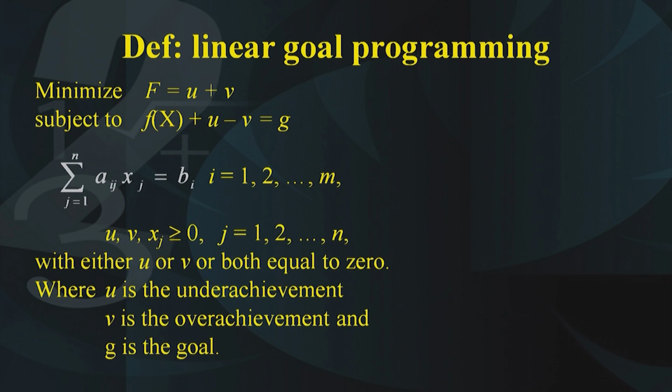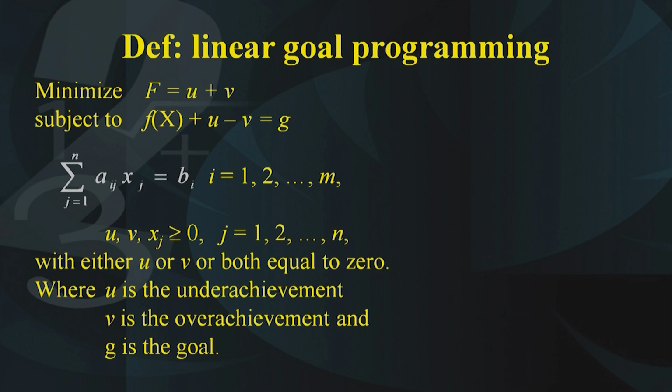So once we have finished with this example, let us now try to generalize the definition of a linear goal programming problem. It can be written as follows: minimization of capital F equal to U plus V, where U and V are the underachievement and overachievement variables, and this is subject to Fx, which is nothing but the objective function of the problem, plus U minus V equal to G. G is the goal.